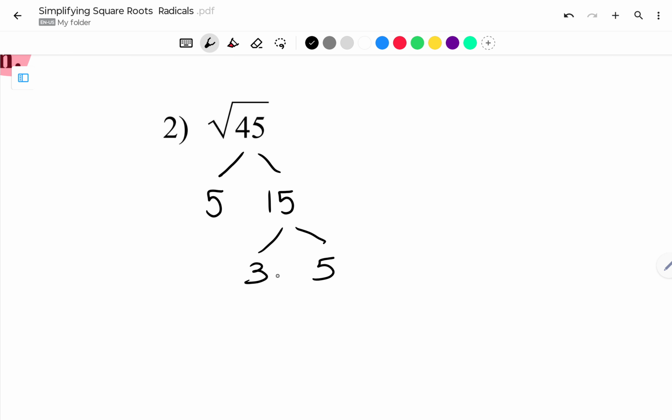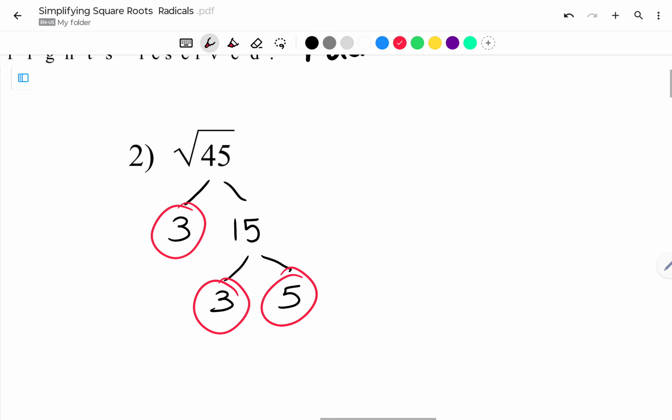And then can I break these up even more? No, I can't. So I'm going to just keep it that way. So what this means is, oh, see, I already made a mistake. Sorry, this should have been 3. Oops, that should have been 3. 3 times 15. Okay. So what this means is these are our prime factors of 45. So what I'm going to do is square root of 45 is the same thing as 3 times 3 times 5. You're multiplying all of those numbers together.